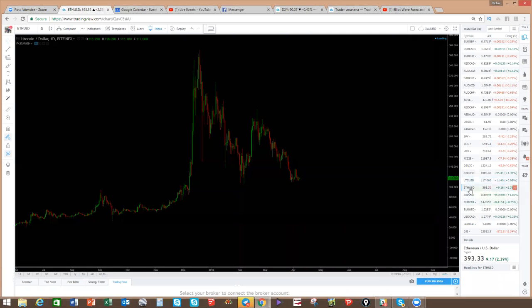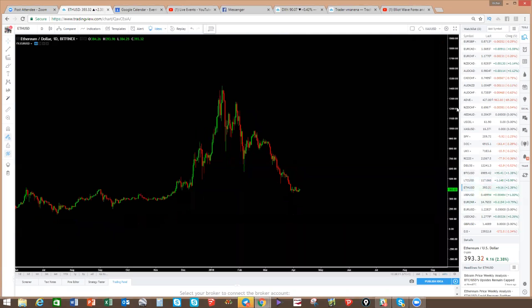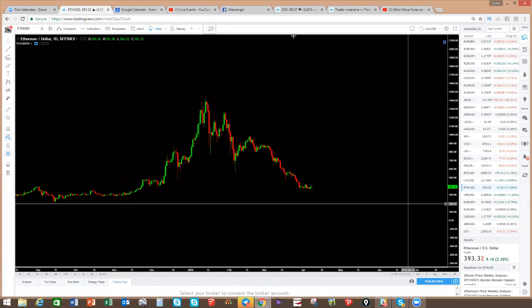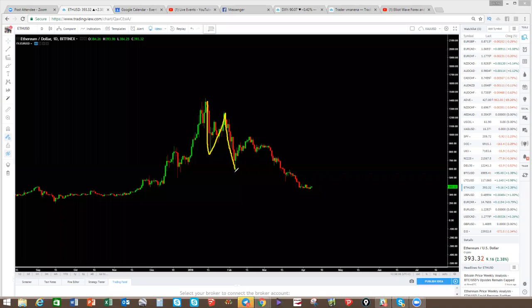Ethereum. We only look at the charts. I never argue with the charts. Right, so Ethereum is a little bit interesting because if you look at this low here, this is the low that we want Bitcoin and Litecoin to come and retest.